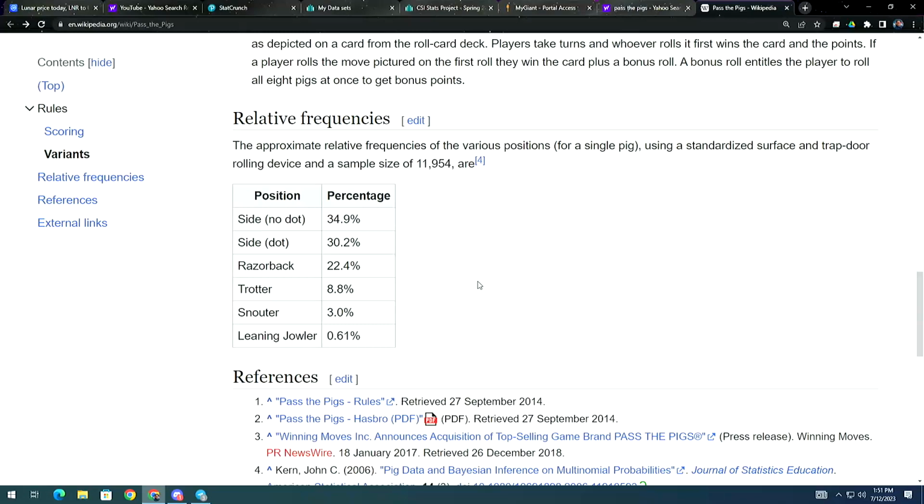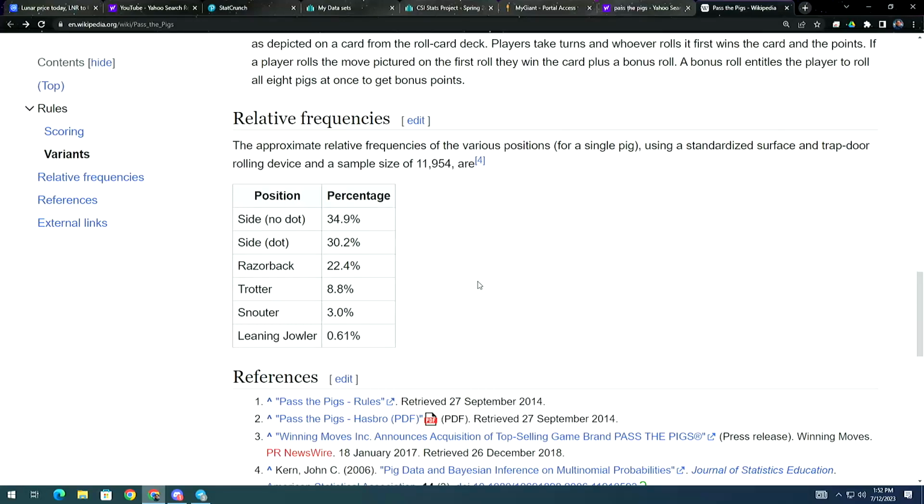So the percentages, chances of these little piggies happening is this. Side no dot means the pig rolls and the side with the dot is face down, and you don't see the dot. Side with the dot is the one that's on top when you roll it, so the pig lays on its side. A razorback is if you roll it and it ends up on its back with its feet in the air. A trotter is if it lands on its feet.